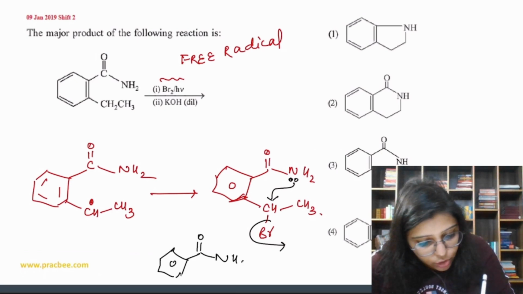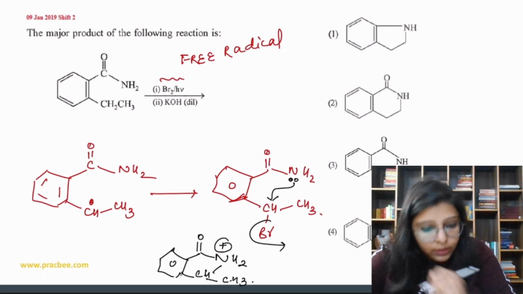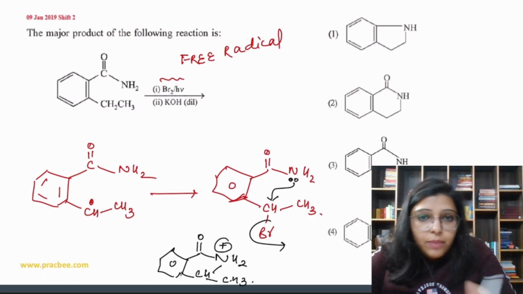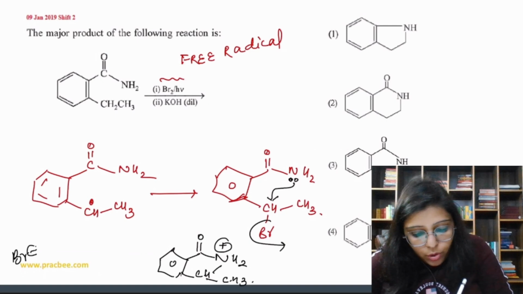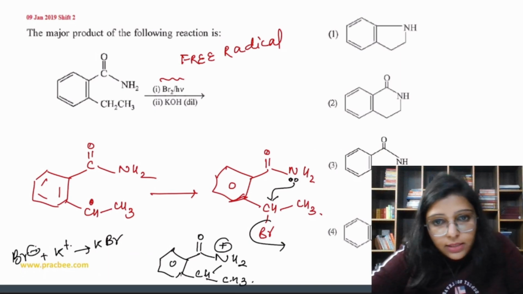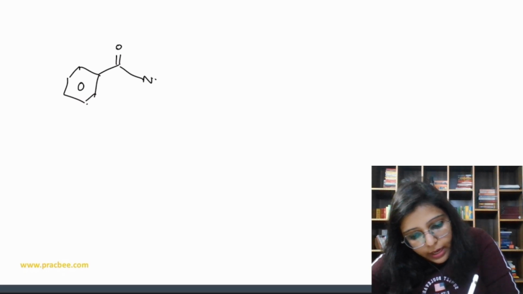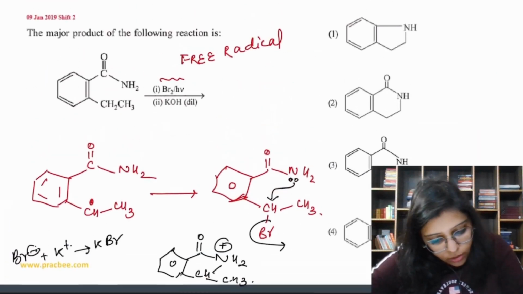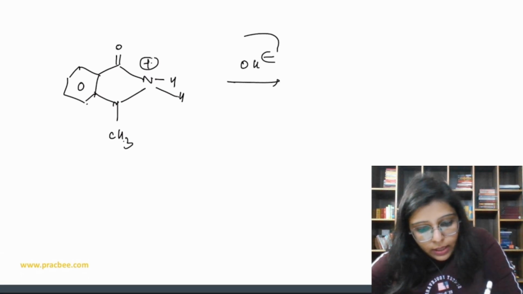So we get NH2 positive, now CH, and this is bonded to the methyl group. Clear? Fine. Now Br minus can form a bond with K plus to form KBr, and with OH minus we have this situation, double bond NH, and this H positive, right? Then CH3. Then OH minus can take this hydrogen.